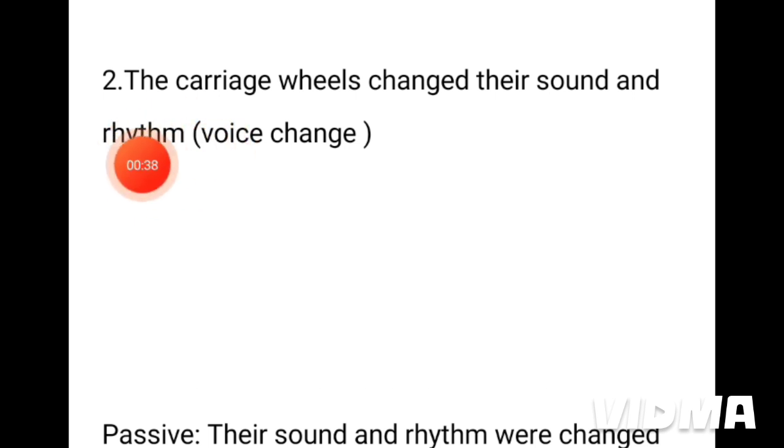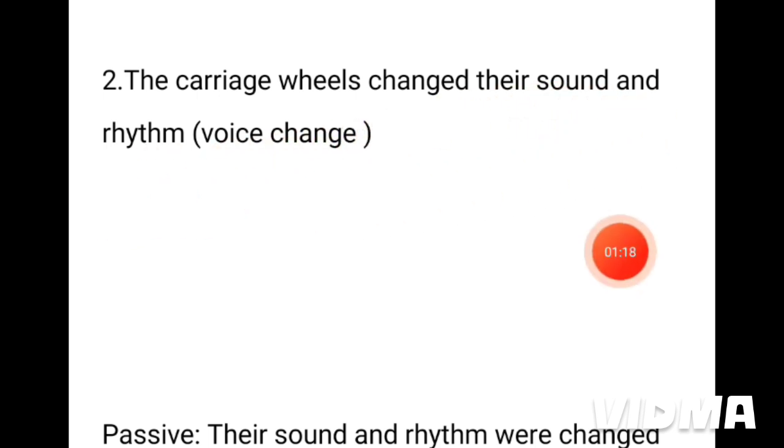Now look at this second question. The carriage wheels changed their sound and rhythm. This sentence is in active voice. Here the carriage wheels are the subject in the sentence. Changed is the main verb, and the sentence is in the past tense. This verb is in past tense. Their sound and rhythm, this phrase is the object here.